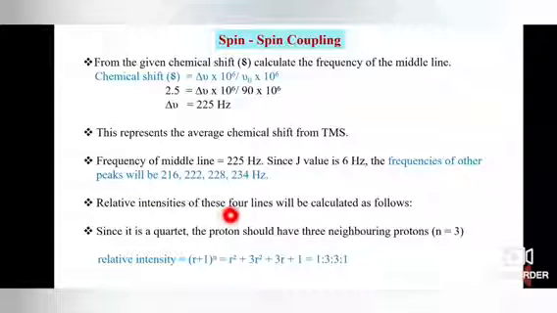Now the relative intensities can be calculated by using the formula (r plus 1) raised to n, where n is equal to the number of neighboring protons. As it appears as a quartet, the number of neighboring protons should be 3. Substituting 3 here, we get the relative intensity 1:3:3:1.